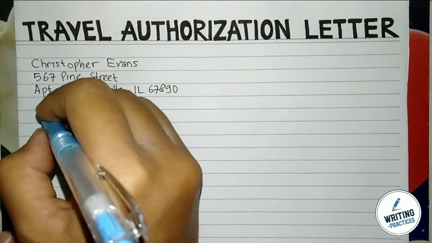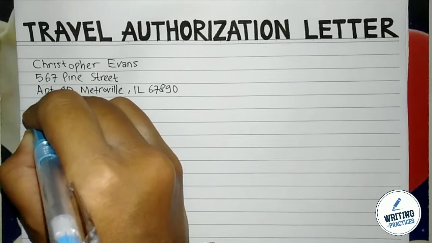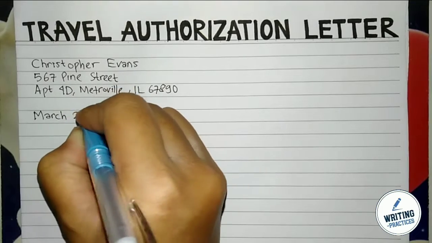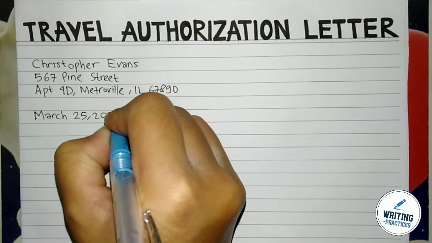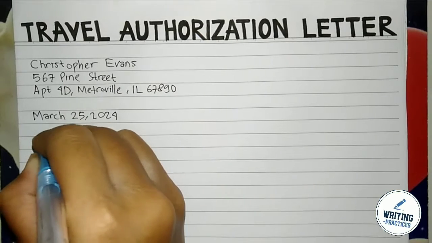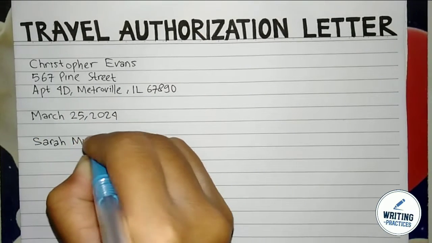Check this out. First of all, you need to write your information. Write your full name. Under it, write your home address. Don't forget to mention the number, street name, city, state, and zip code. Sure, you can also add contact information like phone number and email address.